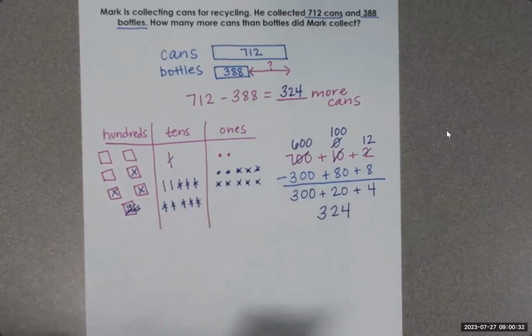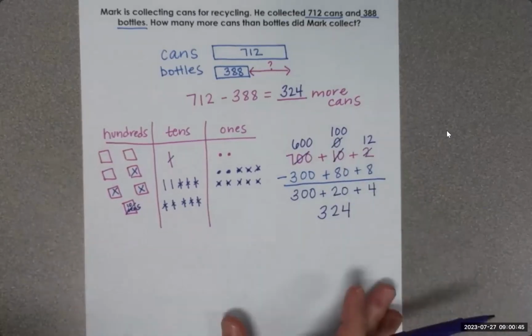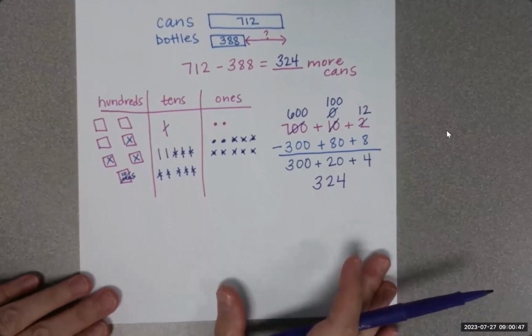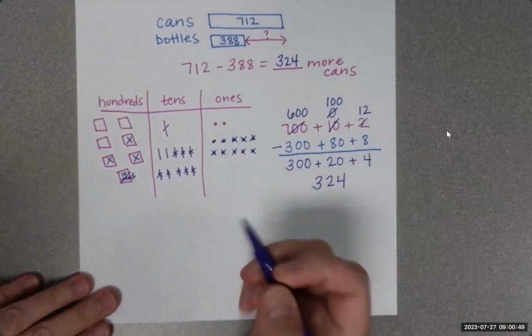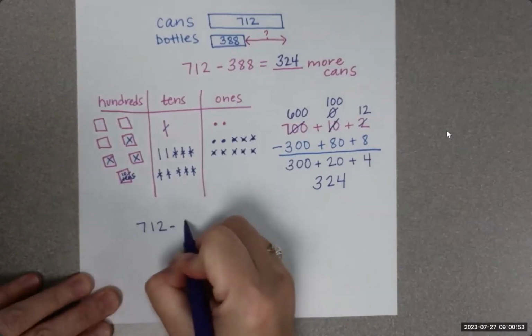Now, this isn't the only strategy that students could use. Students could also use what is called partial differences. And this is definitely more abstract, but it also relates back to the work we've done here with expanded form. So let's take a look at that. I'm going to rewrite my problem again, just so we can see.